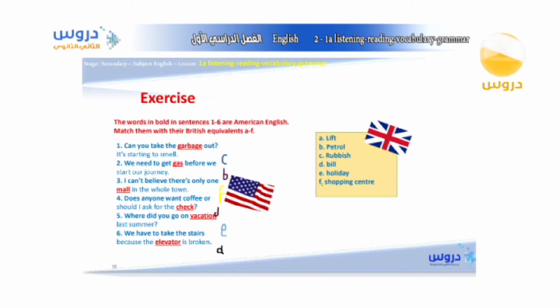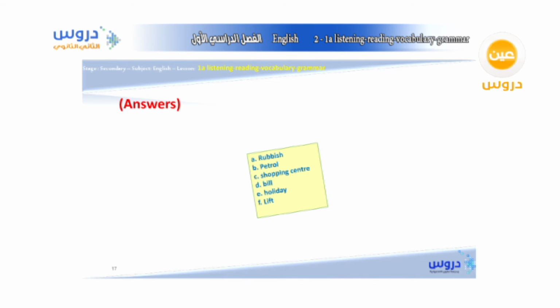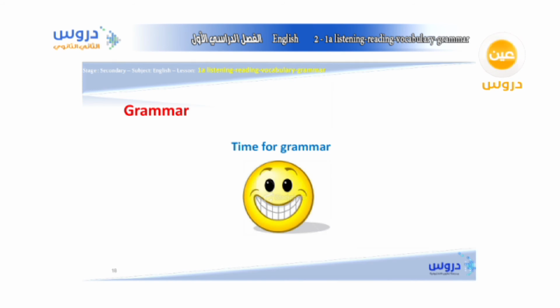So if we connect them together, yes, Farah, thank you. Garbage is C, rubbish. In American English, gas goes for petrol, B. 3, the mall in America, but in England we say it's the shopping center, F. And check goes for D, bill. Vacation, holiday, E. And of course, finally, elevator, which is A, lift. So rubbish, petrol, shopping center, bill, holiday, and lift.